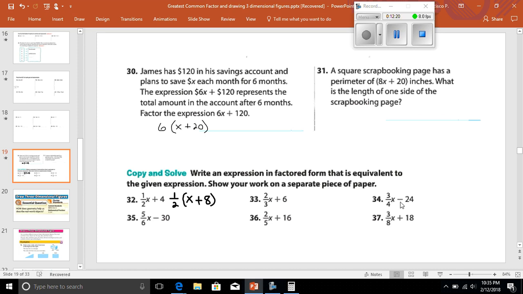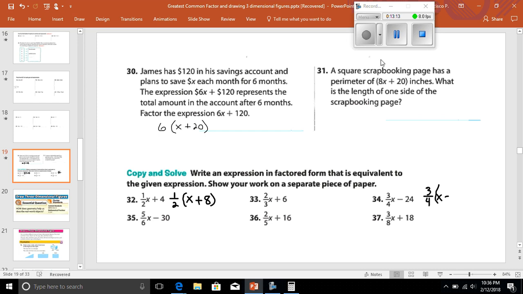34 says 3/4 x minus 24. So once again, I can factor 3/4 out. And if I do, I'm going to multiply it to x in order to get 3/4 x. Now we have a negative 24, so automatically we know this is going to have to be a negative number that we're multiplying it to. And what can I multiply to 3/4 to get negative 24? Well, most of you might have figured out over here, this was 8 divided by 2. So over here, this is 4 times 2, which gives us 8. So 24 times 3 over 4 is going to give us our answer here.